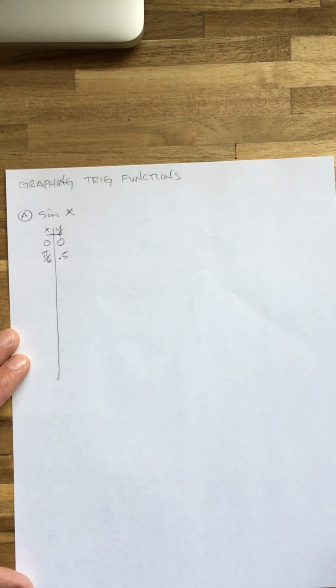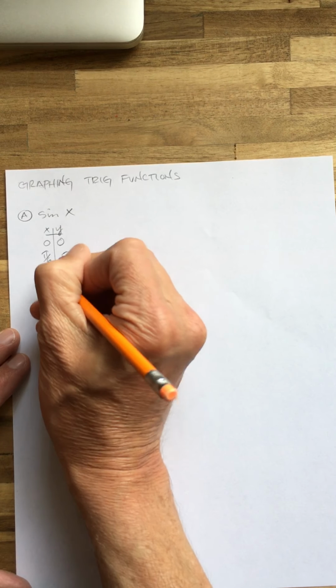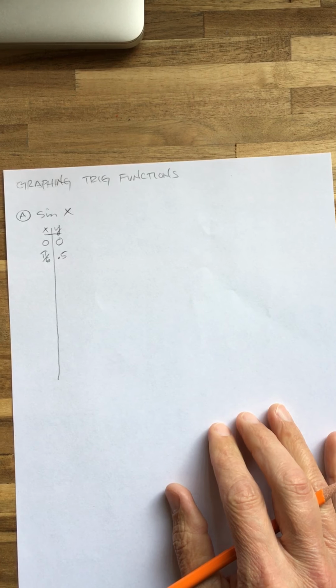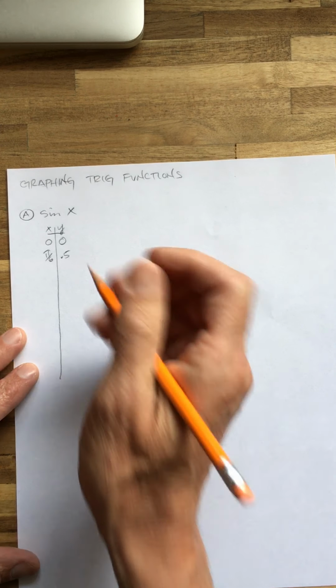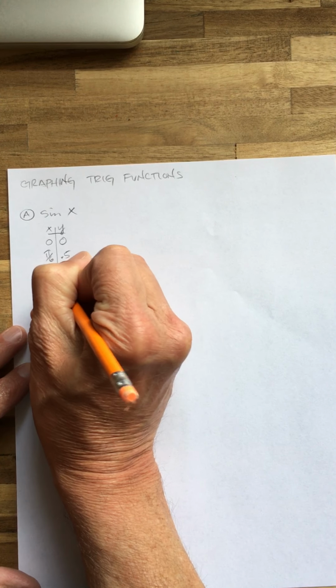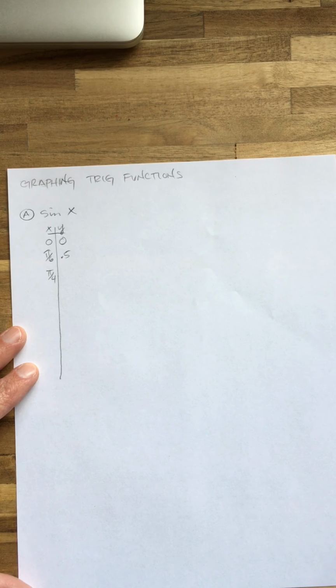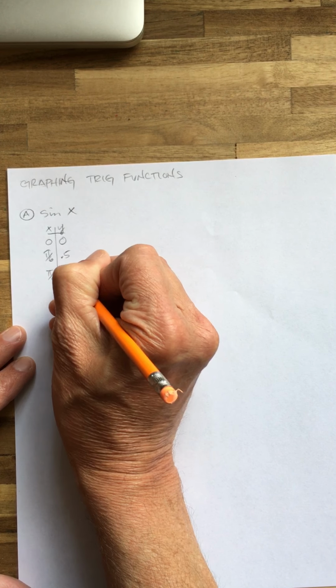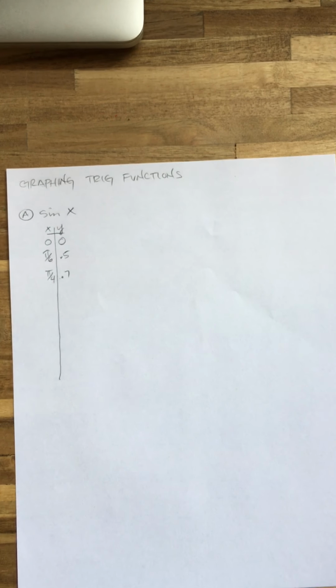Then the next angle measurement on our unit circle is 45 degrees, or pi over 4. If you look, the sine is radical 2 over 2, which I believe is 0.707. So I'm just going to say 0.7.